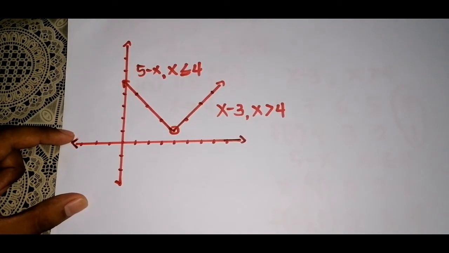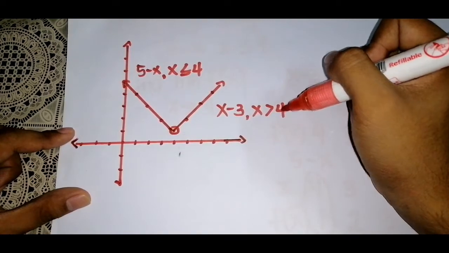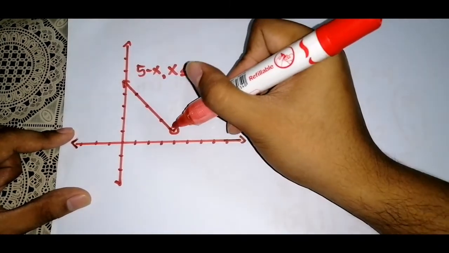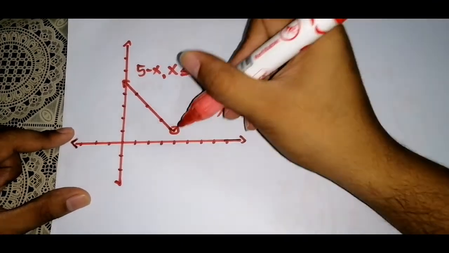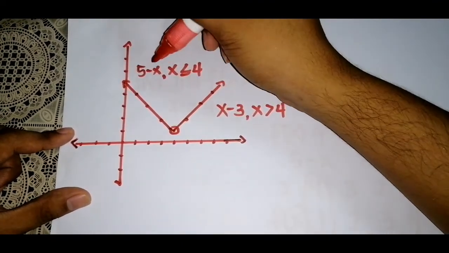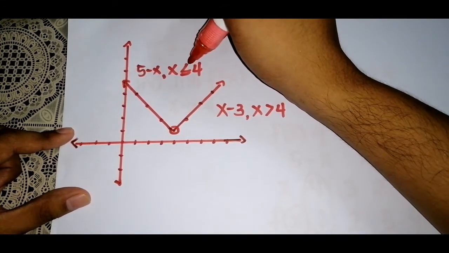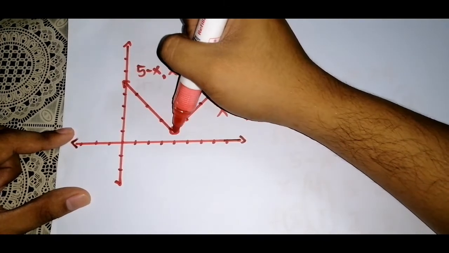So, ito yung kanilang graph. So, x minus 3 when x is greater than 4. Meron tayo ditong open circle kasi hindi included. Ito yung graph niya. Ito namang graph na to ay for 5 minus x where x is less than or equal to 4. Kaya meron tayong mga shaded circles dyan.